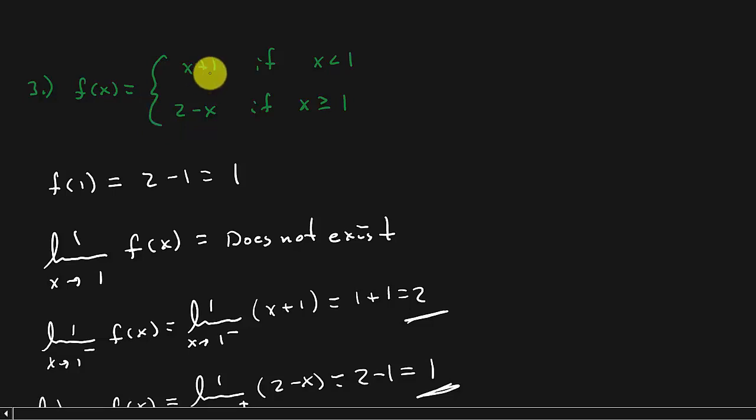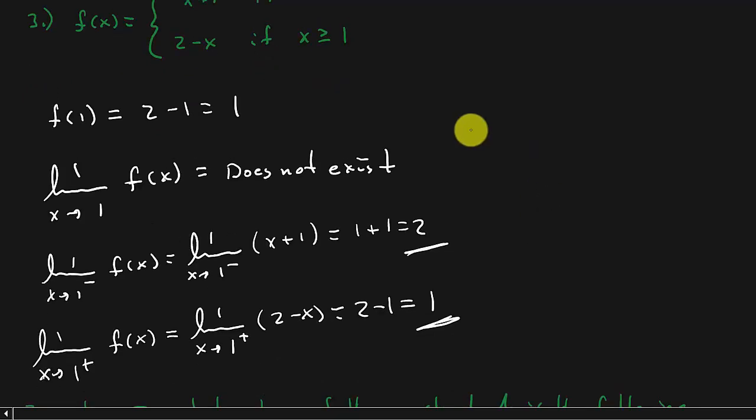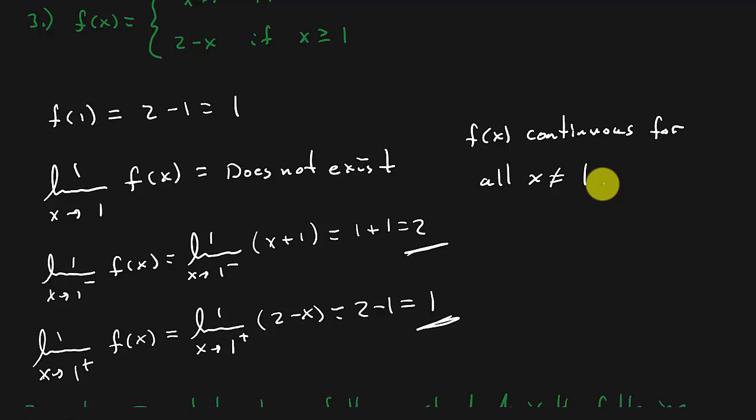So let's look at this. Any number less than 1, we can plug into x plus 1. And any number greater than or equal to 1, we can plug into 2 minus x. There's not going to be any restrictions there. So this f of x is continuous for all x not equal to 1. All right. So that's talking a little bit about discontinuity. Okay.